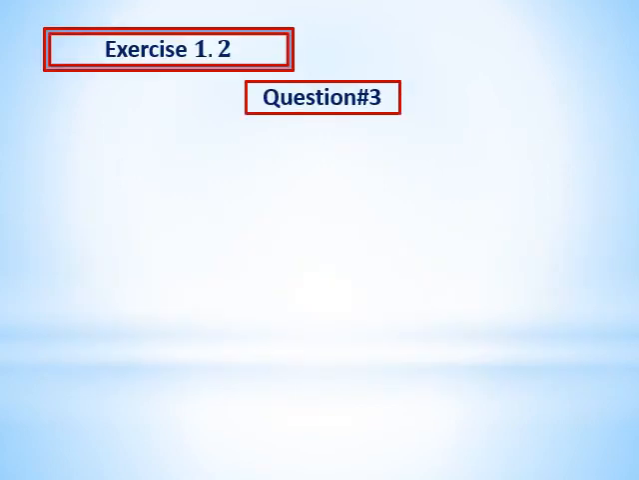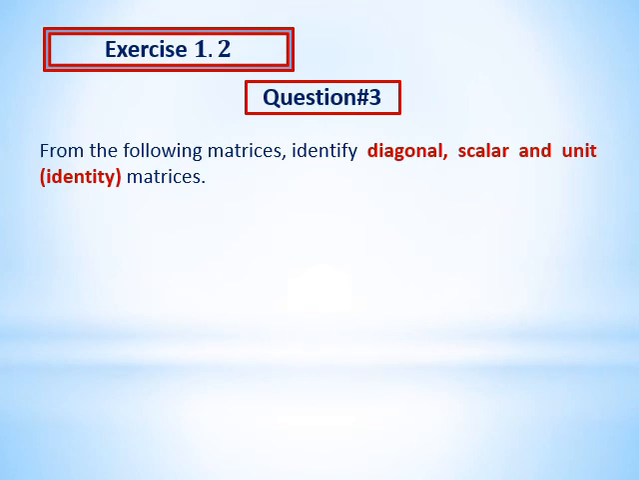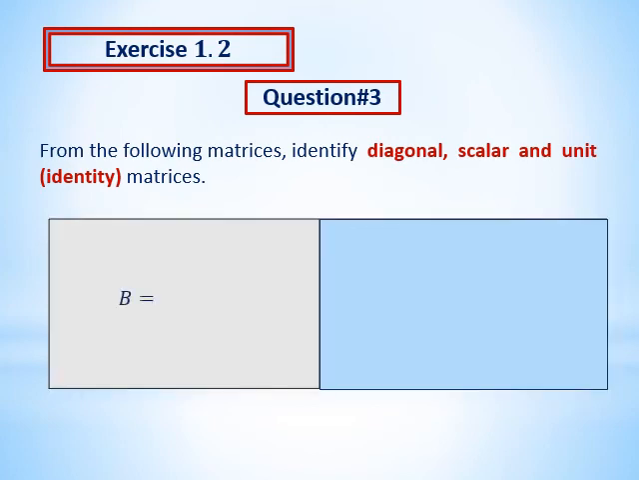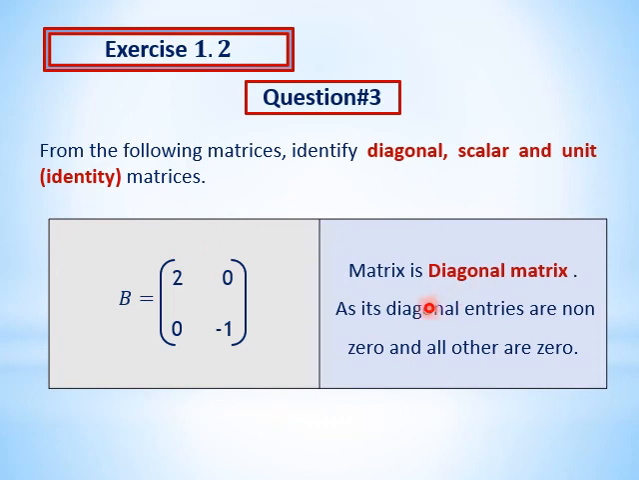Next. Again, question number 3. Identify part B. And here is the B matrix. Its entries are 2, 0, 0, and -1. Its diagonal entries are 2 and -1. And non-diagonal entries are 0 and 0. So all non-diagonal entries are 0 and diagonal entries are 2 and -1. As diagonal entries are not equal to 1, this is not an identity matrix. The matrix is a diagonal matrix as its diagonal entries are non-zero and all other entries are 0. So this matrix B is a diagonal matrix.